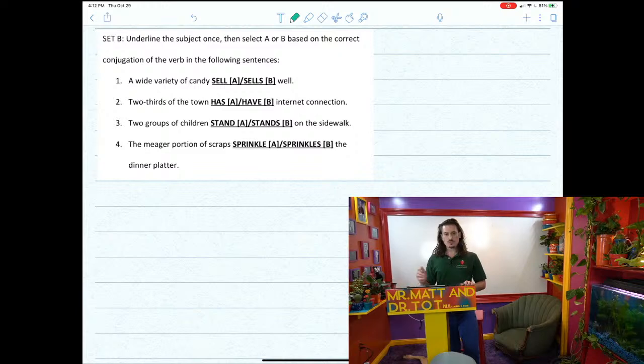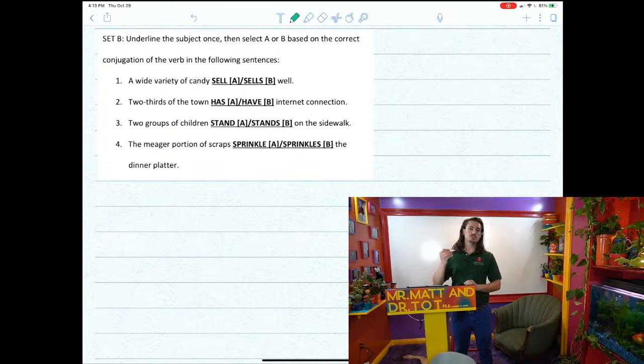Okay, looking at 1 through 4, number 1 is tricky. It says a wide variety of candy sell or sells well. So it might seem counterintuitive, but you need to go off of the grammar rules. Don't always trust your ear.